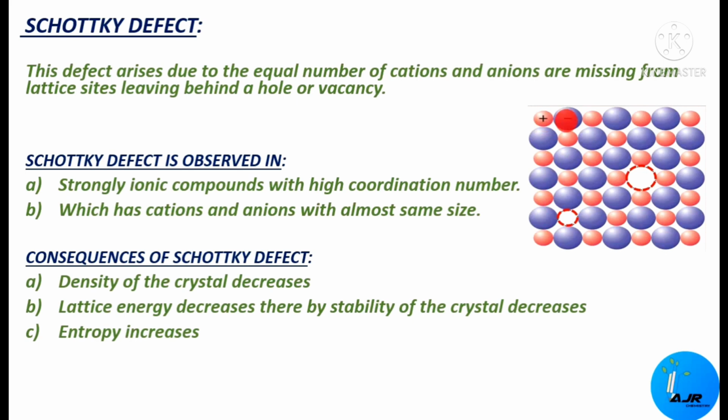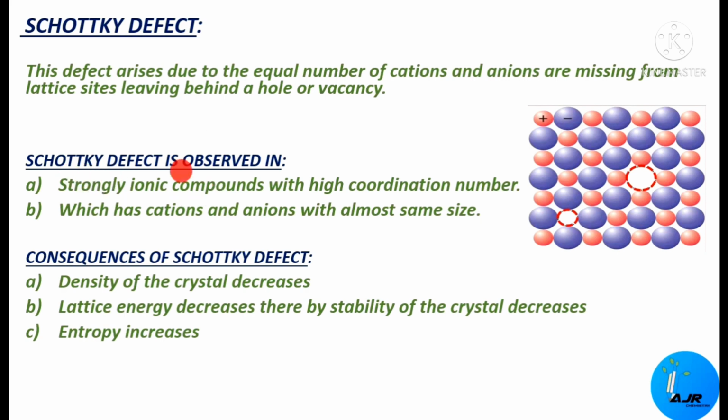Here is a stoichiometric crystal. See here, the small one is the cation and the large one is the anion. When an equal number of cations and anions are missing from their lattice sites, since they are missing, we can see a hole or a vacancy in that particular place. If that happens, then we call that type of defect a Schottky defect, right?